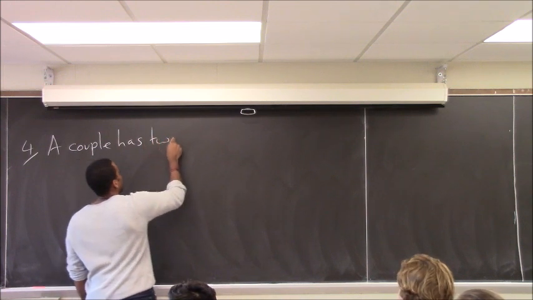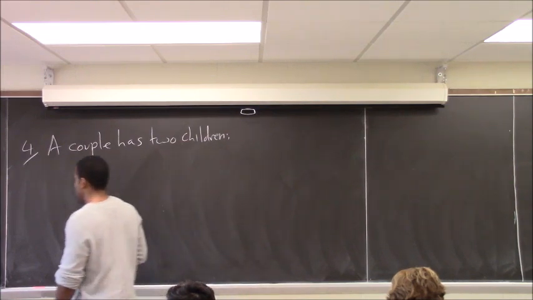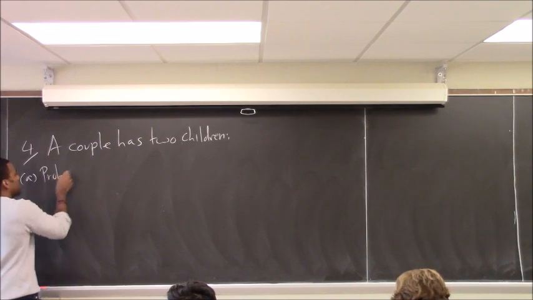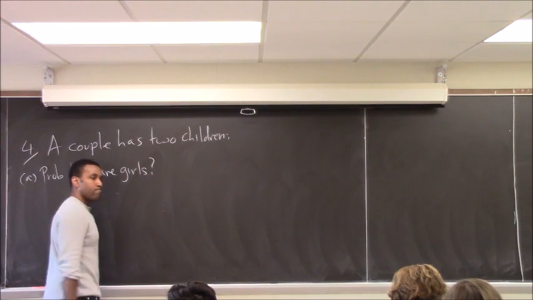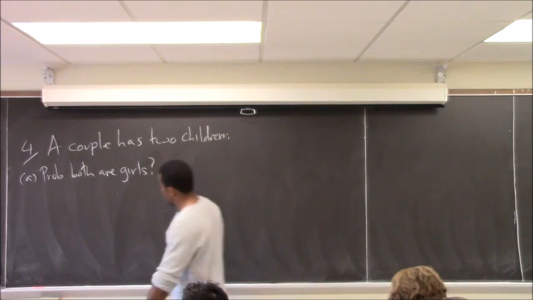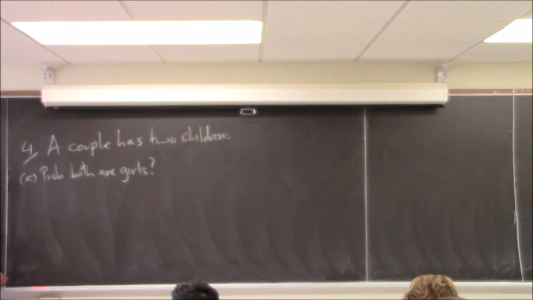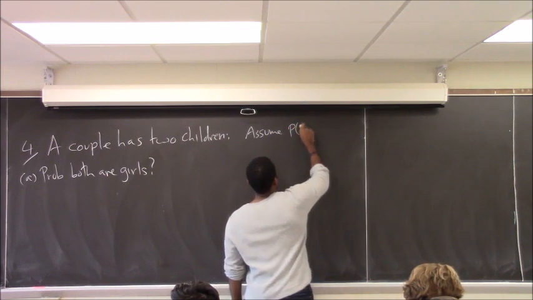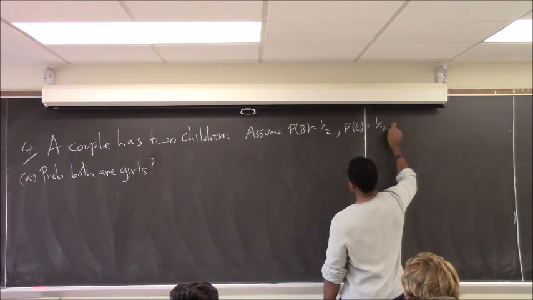A couple has 2 children. Okay, so here are the questions. A, what is the probability that both are girls? So assume the probability of being born a boy or a girl is straight up 50-50. It's dead even, right? Assume the probability of having a boy is a half, and the probability of having a girl is a half.